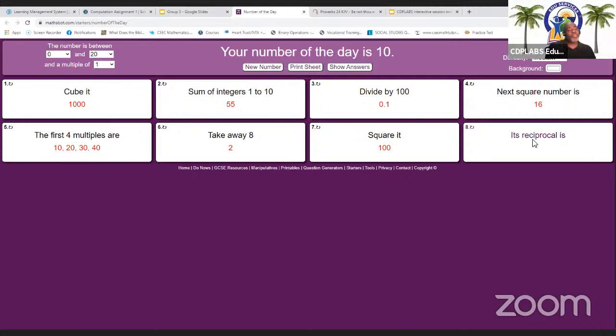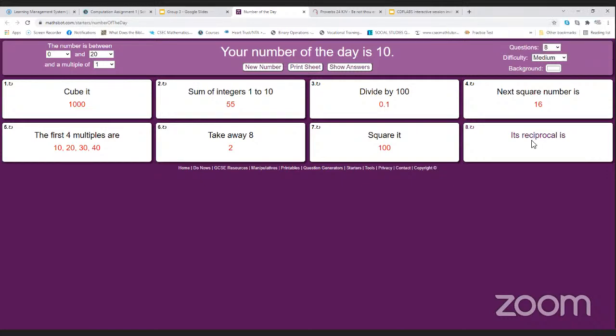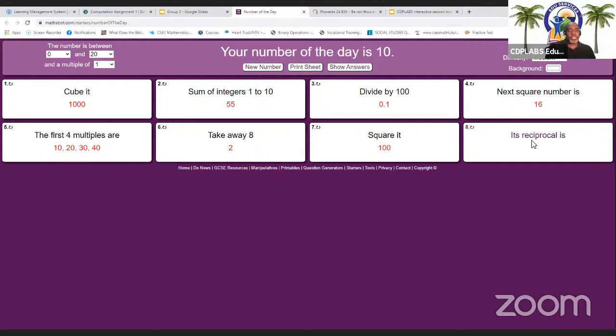Oh, you don't know what reciprocal means? Sir, 1/10? Who said 1/10? Kimura? That's correct. Reciprocal simply means, for those who don't know, the number 10 is the same thing as 10/1. 10 divided by 1 is still 10. But when you're doing the reciprocal, you flip it. The reciprocal of any whole number is 1 over the number.